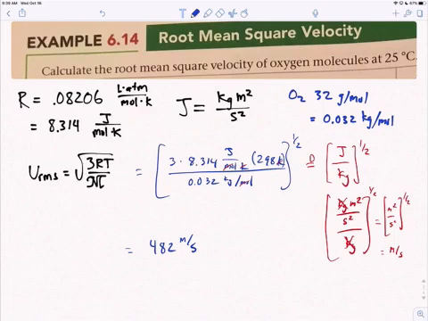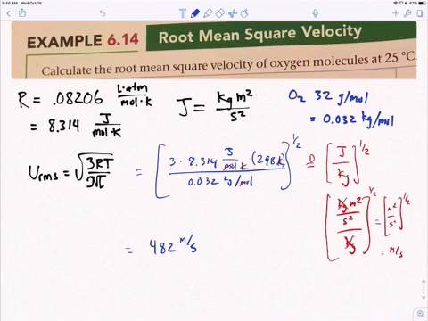So this is at 25 degrees Celsius. That means the oxygen molecules flying around this room have the peak of their distribution being at 482 meters a second. Some are moving faster, some are moving more slowly, but on average, they're 482 meters a second.